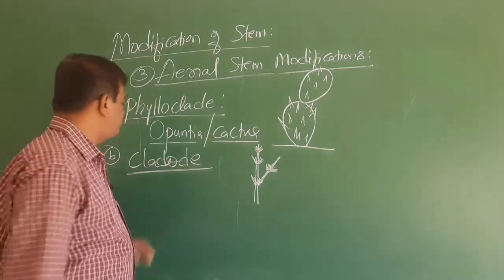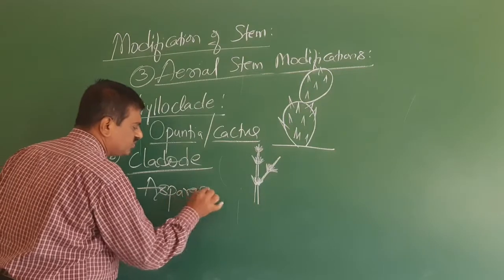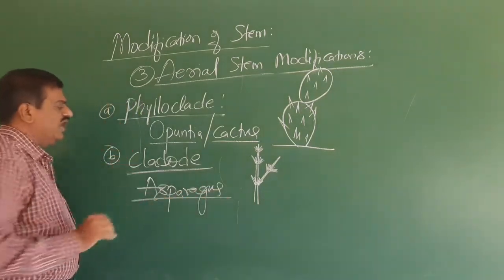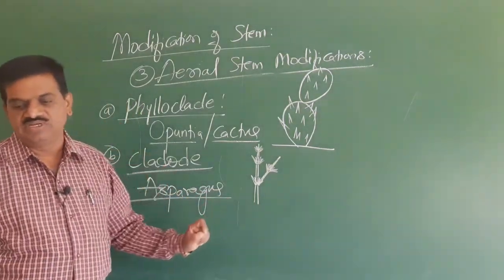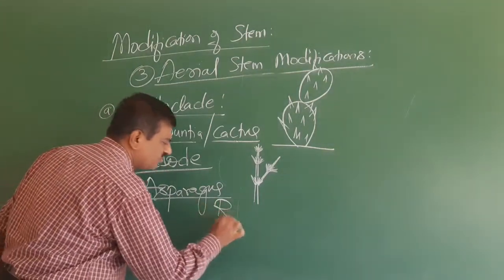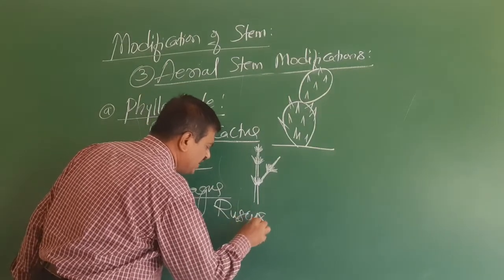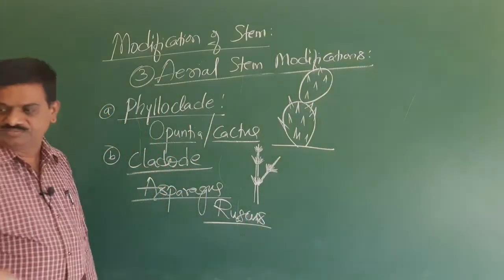There is a presence of photosynthesis. An example for this is asparagus. So usually asparagus is one of the examples for cladode. The other one is called ruscus. So this is also one of the examples for cladode.